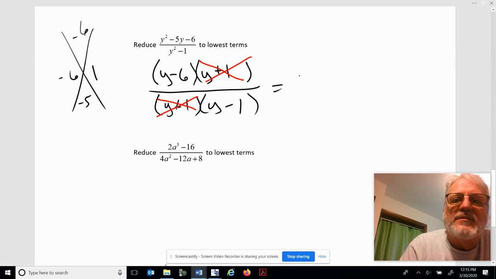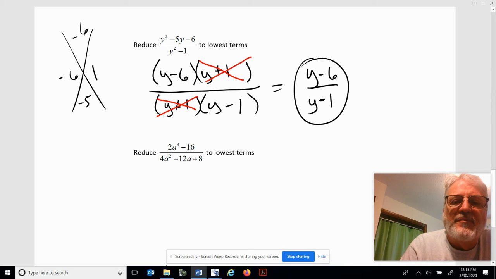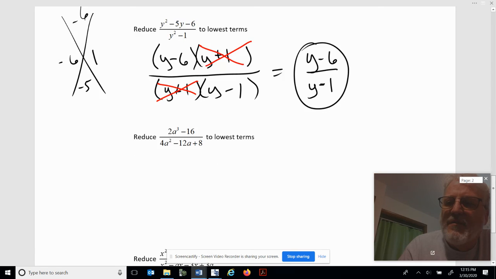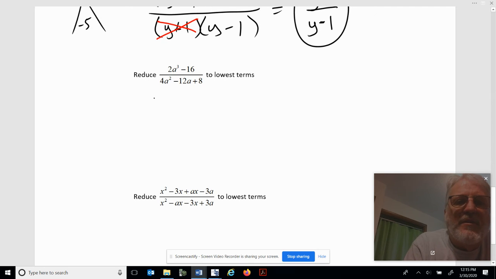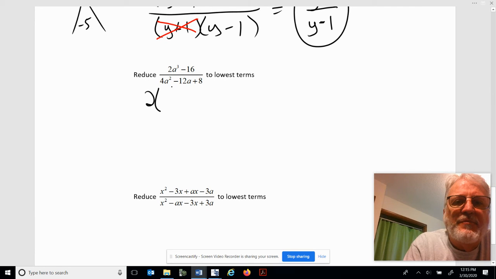So my answer is y minus 6 over y minus 1. And these y's are not factors, so they do not cancel. Okay, moving right along. So here I'm going to factor out a 2. It gives me a cubed minus 8. And I notice that is a difference of cubes. I'm going to factor out a 4, and that gives me a squared minus 3a plus 2.